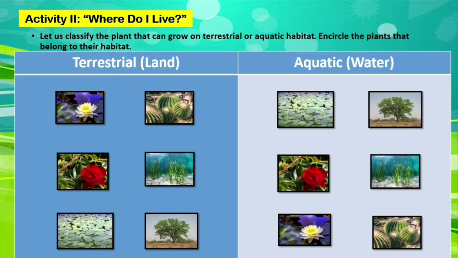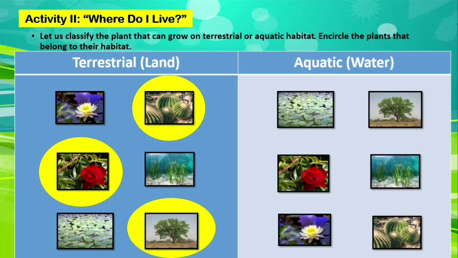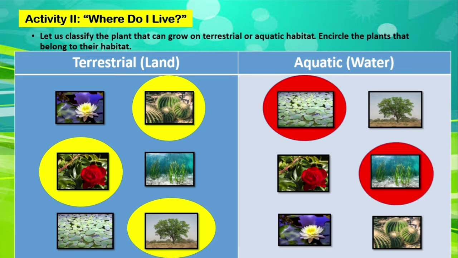Let's check. Let's see first the column of terrestrial plant. If you encircled the cactus, the rose, and the tree, you're correct. Now, the column of aquatic plant. If you encircled the water lettuce, the seagrass, and the water lily, you got it right.